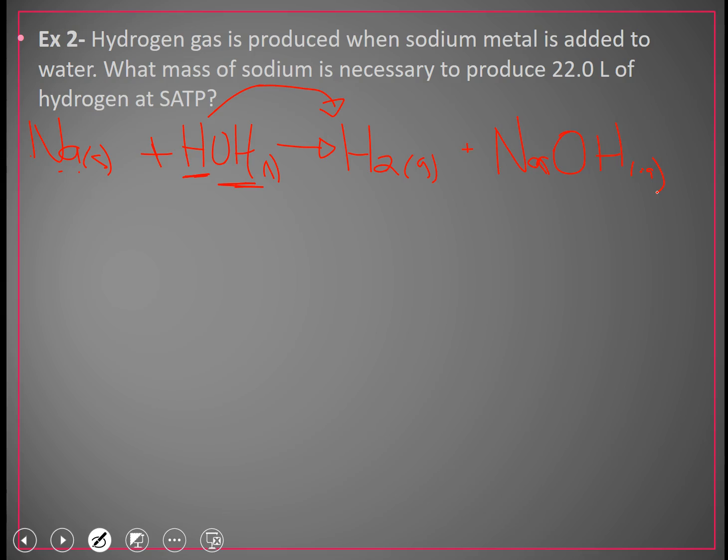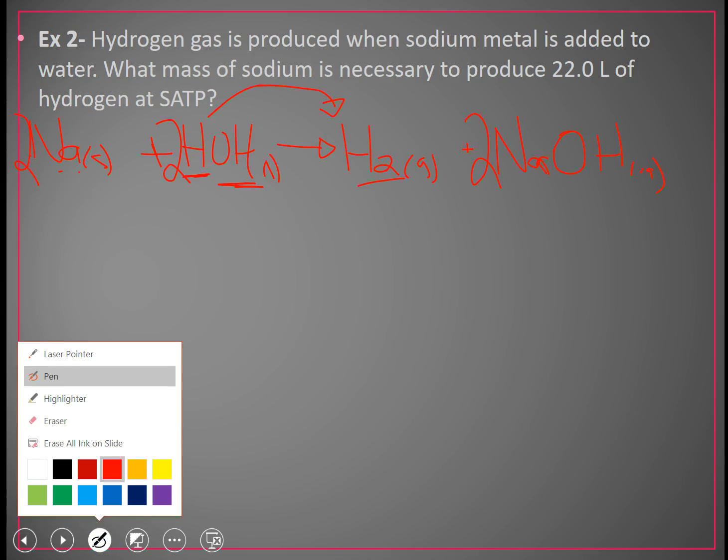And then I would need to go balance this. So there's two hydrogens. I need to put a 2 in front of here, a 2 in front of here, and a 2 in front of here. So two sodiums, that's good. Two hydrogens, that's good. Two hydroxides, I'm balanced.